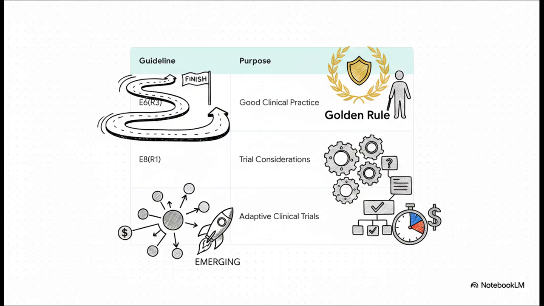E8 Revision 1 covers general clinical trial considerations. But check out E20, Adaptive Clinical Trials. Now, this is an emerging framework. The crucial point here is that leveraging flexible, emerging frameworks like E20 can significantly accelerate your time to market and save literally millions in trial costs, provided, of course, that you maintain strict compliance with your E6 GCP foundation. That is a massive strategic advantage to have in your executive toolkit.